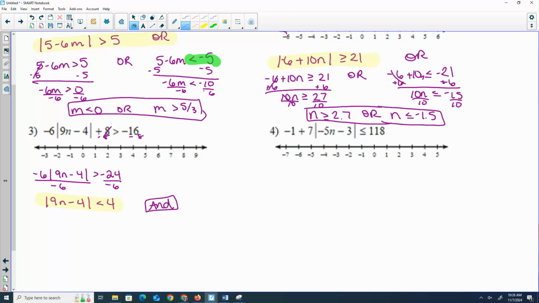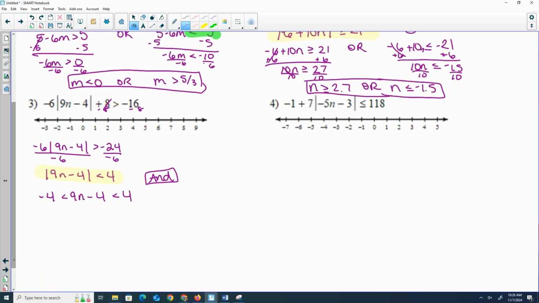We have a start and we have a stop. So, what we do is we put it in between -4 and +4. So we put the negative on one side, positive on the other. Now we solve. So we add our 4. Divide everything by 9. So we get 0.